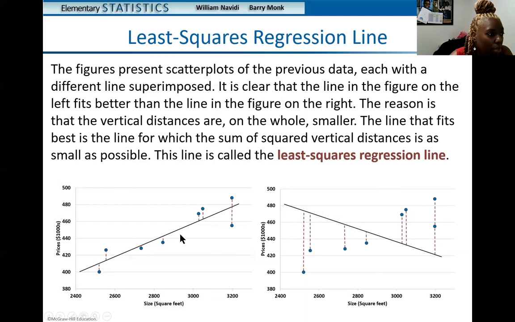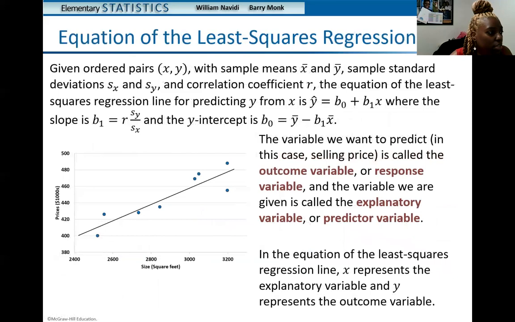And the line that fits the best is the line for which the sum of the squared vertical distances is as small as possible. That's what the least square regression line is: this line that we make that approximates this data. The distance from all of the points to the line is as small as it can possibly be. So let's take a look. This is the least square regression line.